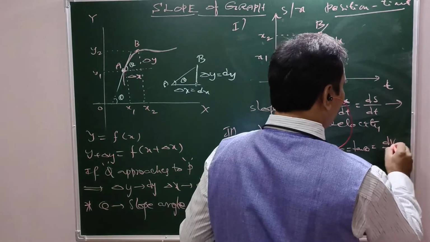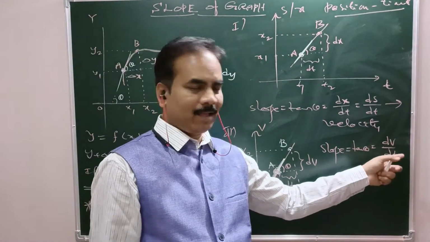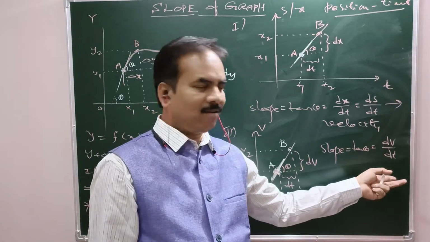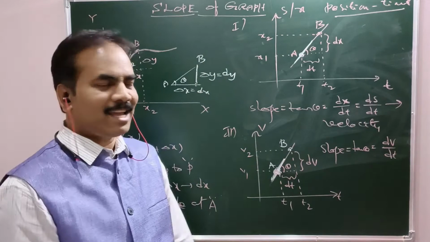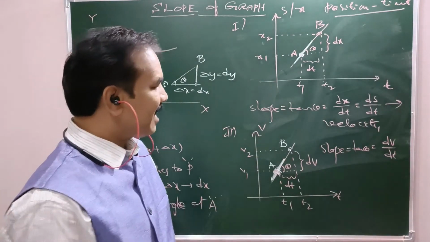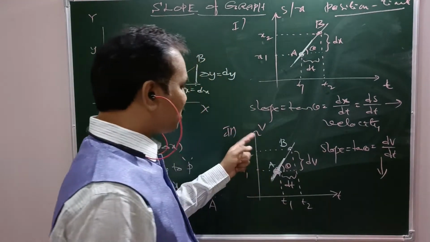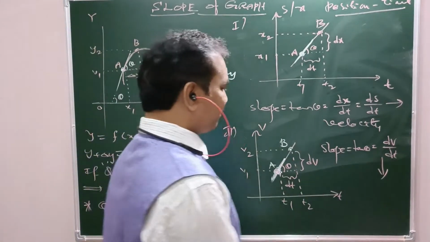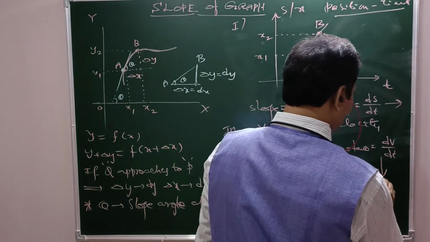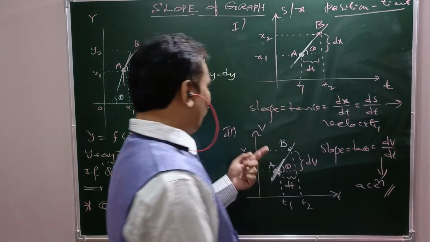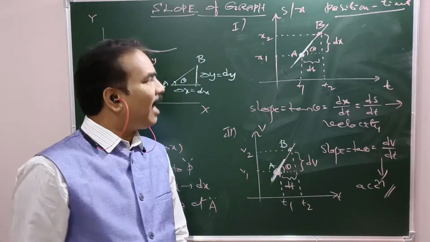What is dv by dt? d by dt of v. d by dt means rate of change of what? V. So rate of change of velocity means instantaneous acceleration. Usually it is known as acceleration. So what does it represent? The slope of velocity versus time means acceleration. So the slope of velocity versus time graph is instantaneous acceleration or simply acceleration.